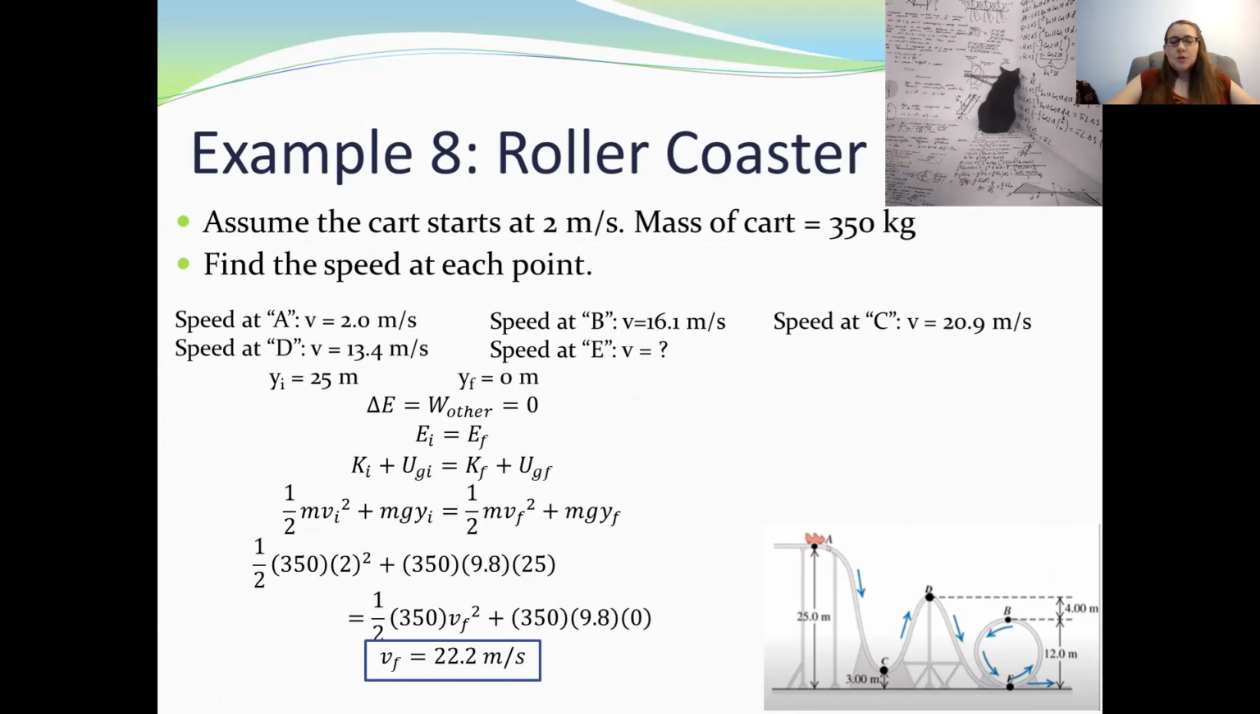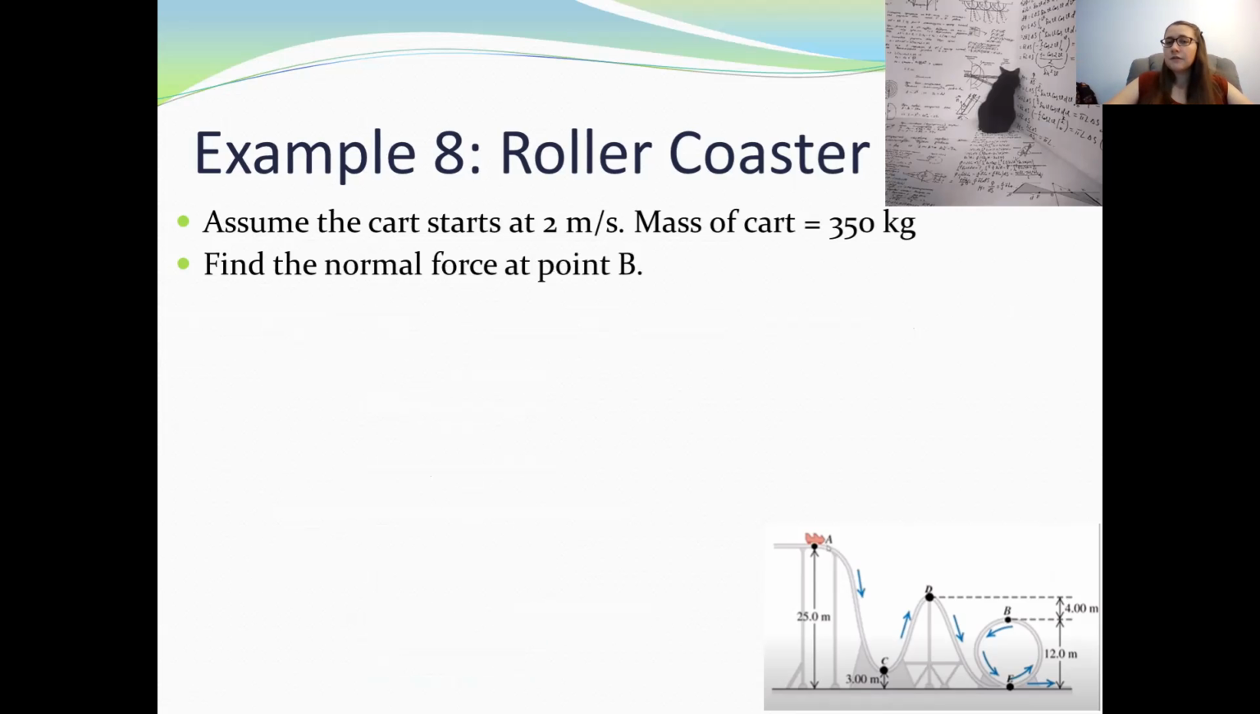So hopefully you can see that by just setting up this problem once correctly, we were able to very easily figure out the same thing at each different location. So take your time, set up these problems carefully, and then you'll be able to recognize some of those shortcuts. Now we're not done with the problem yet though, because you were still asked to find the normal force at point B.